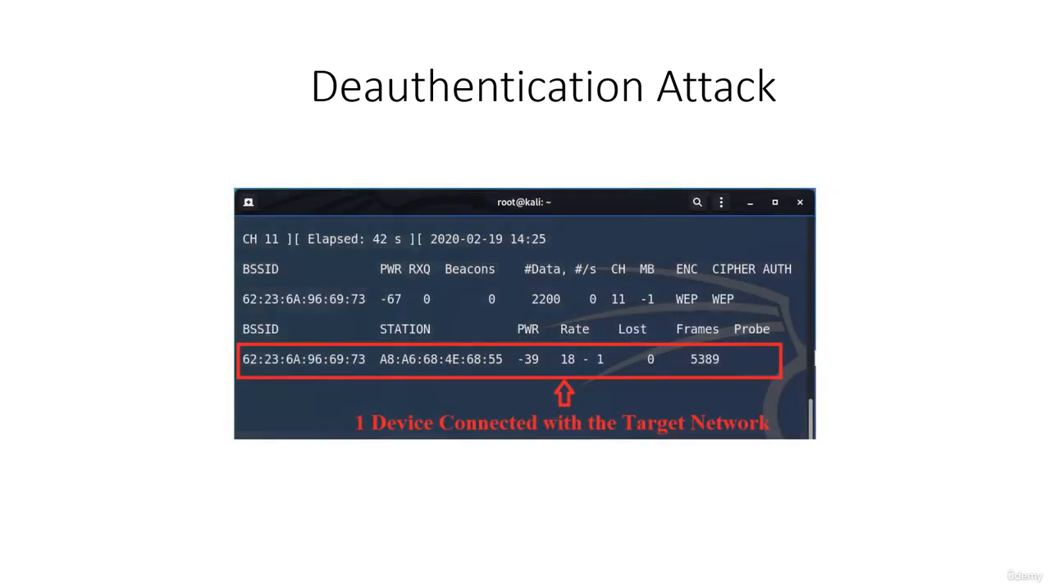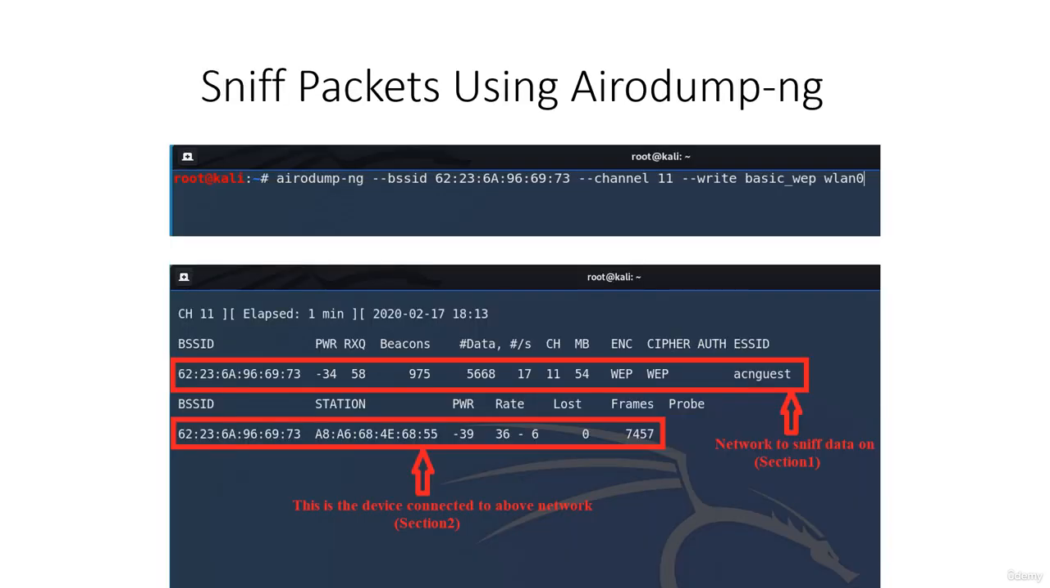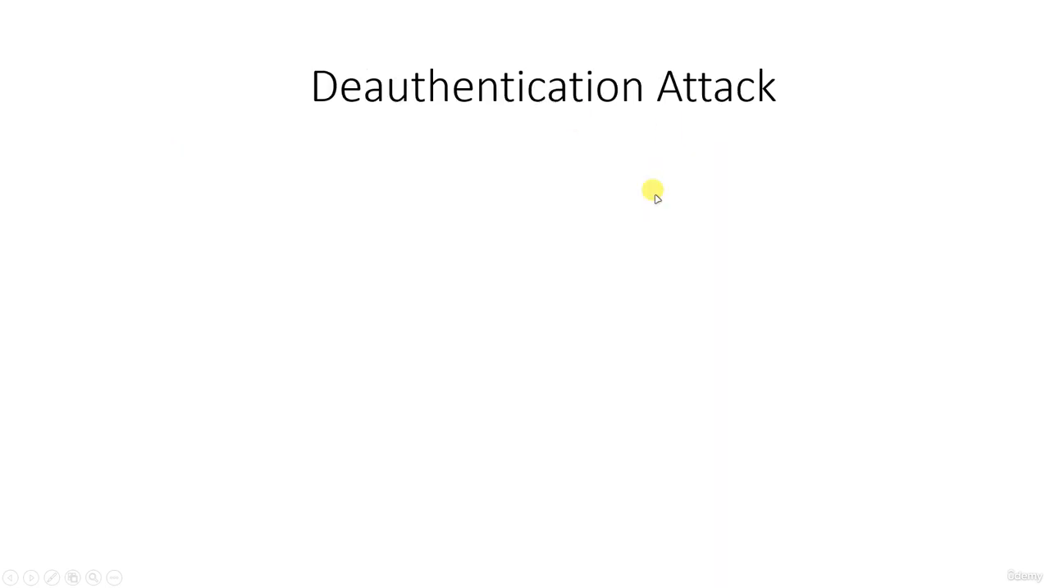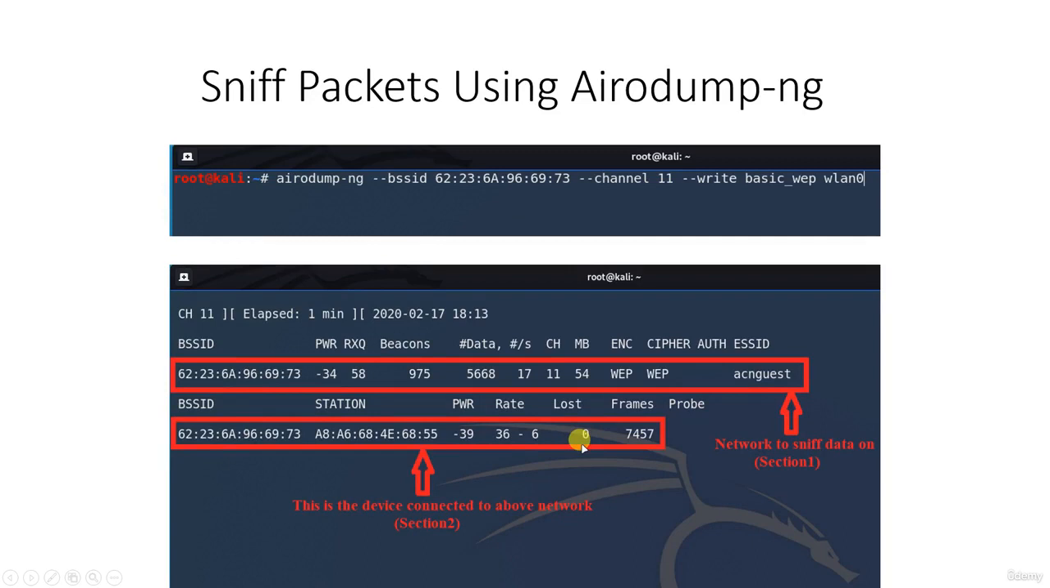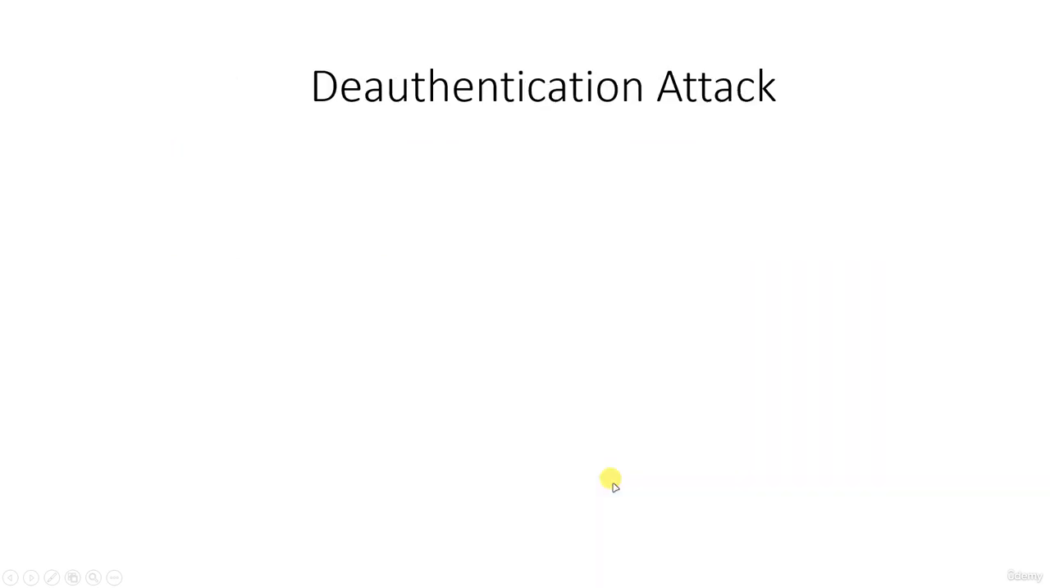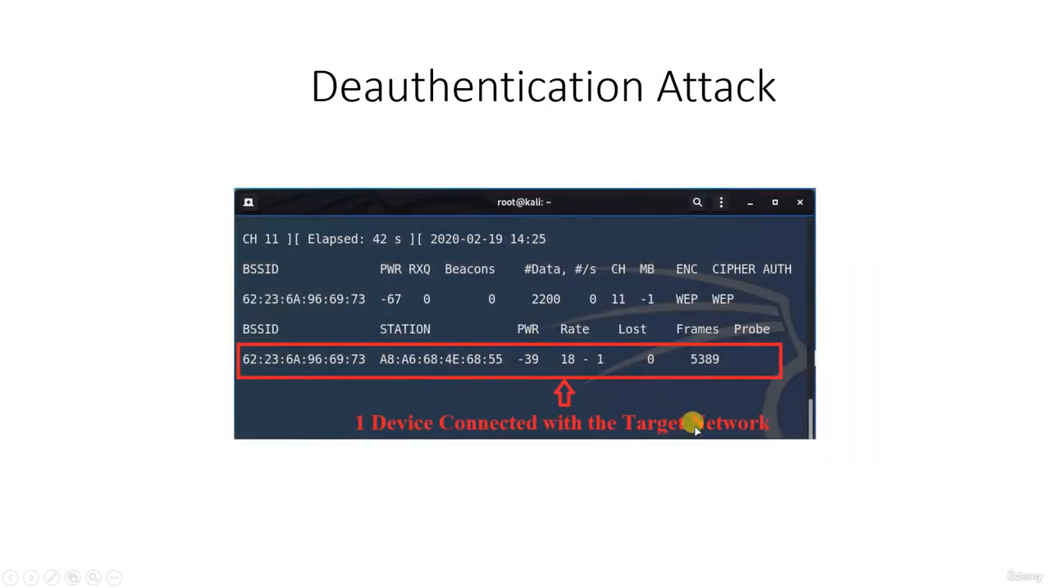First, type the command that we typed previously, which is this one. Similarly to what we did previously, it shows us the list of devices connected with the target network. So currently one device is connected, as you can see. Our goal is to disconnect this device from the network or the internet. The program will continue running, so don't stop the program until it completes. Also focus on the lost column, which is currently on 0, this one.